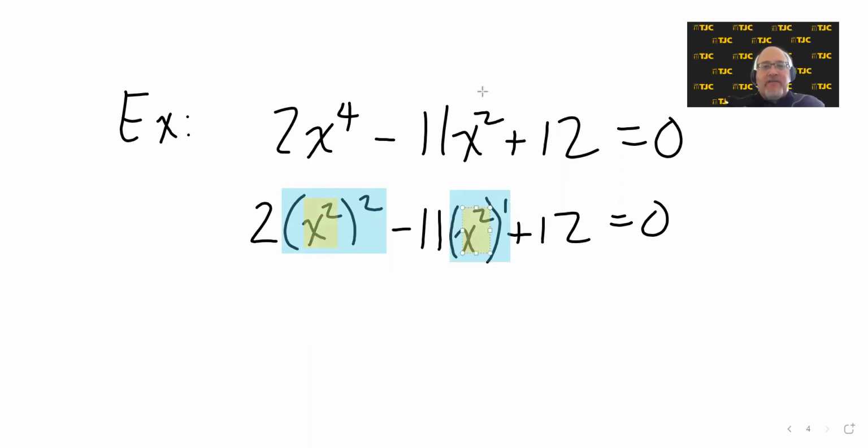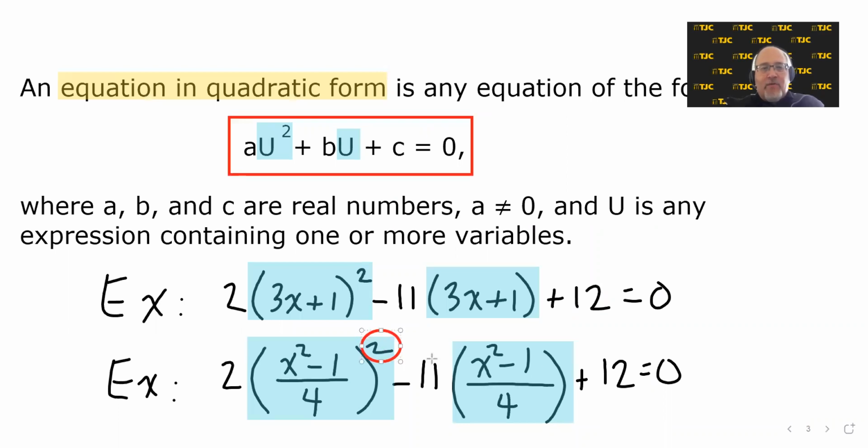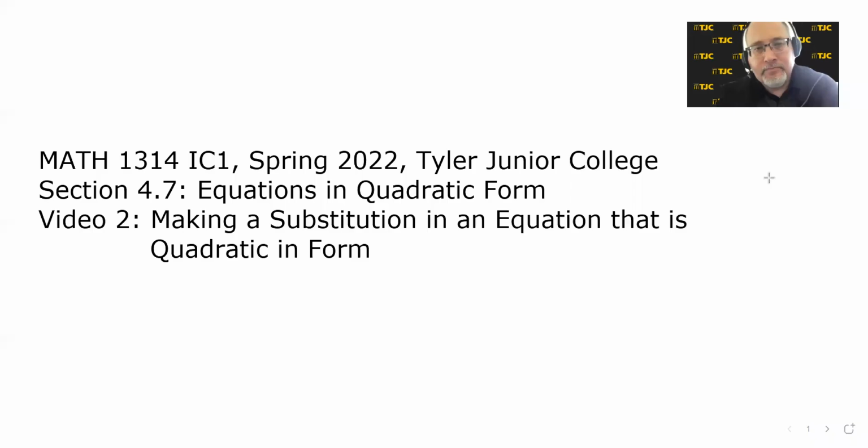But what makes it quadratic in form is the same thing is raised to the second power and the same thing is raised to the first power. Sometimes the first power is explicitly written. Sometimes it's implied. There's no first power here, but it's implied. And everything that has those powers matches exactly. Now in the next video, we'll take a look at how to take advantage of an equation that's quadratic in form and use that to solve that equation.